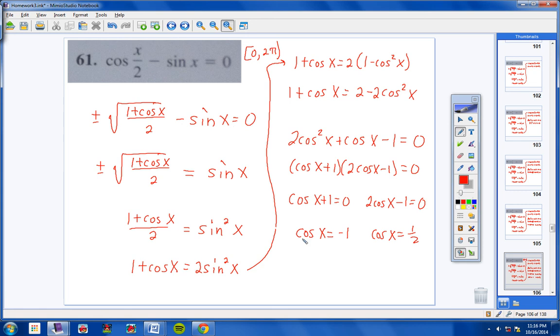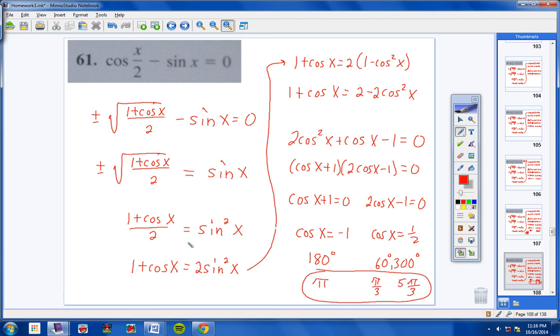So what angles will give us negative 1 when we take the cosine of those angles? Well, 180. And what angles will give us a positive 1/2 when we take the cosine of an angle? Well, cosine's positive here and cosine's positive here. It's going to be 60 and 60. So it would be 60 and 300. Okay? And then if you write those in radians, you'll get this right here for your answer. So not too bad, okay?